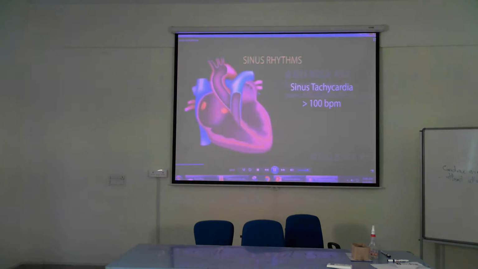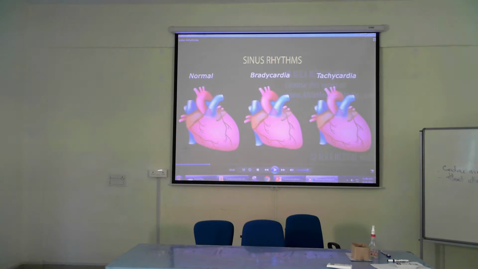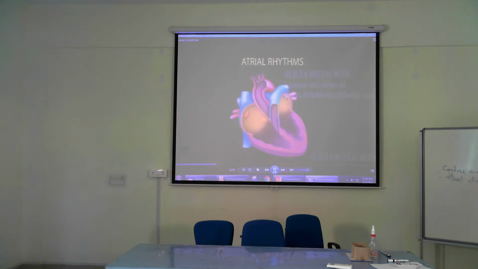Sinus bradycardia and sinus tachycardia may be normal or clinical depending on the underlying cause. So here, normal, bradycardia and tachycardia, you should know. For example, sinus bradycardia is considered normal during sleep, and sinus tachycardia may be normal during physical exercises. Cardiac arrhythmias that originate from other parts of the atria are always clinical.